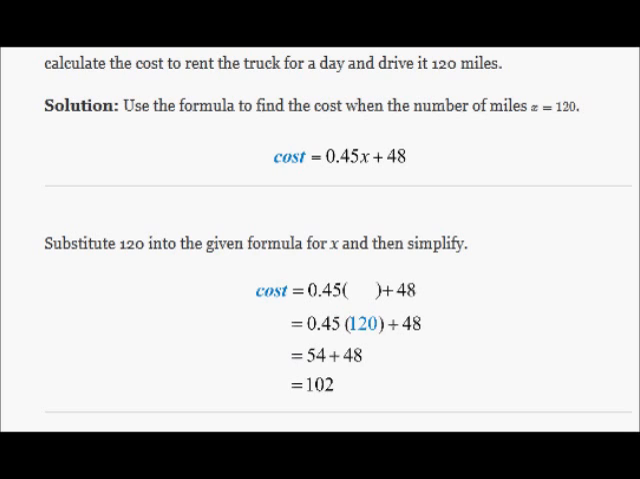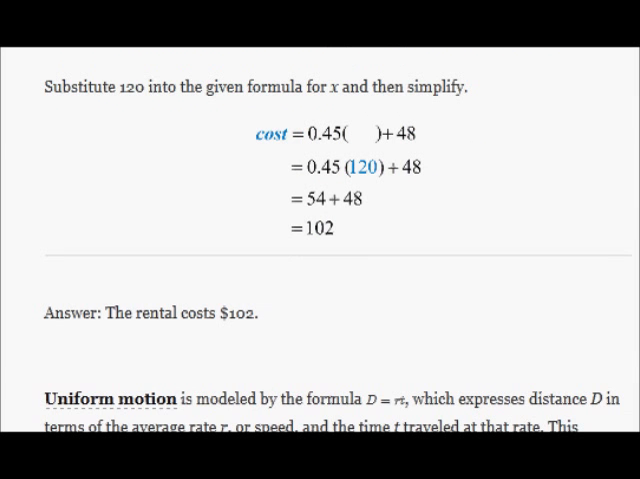You might need to get your calculator out here to figure out that 0.45 times 120 is equal to 54. But just trust me that it is. And you add 48 to that, so you get 102. So the rental costs $102 if you drive 120 miles.